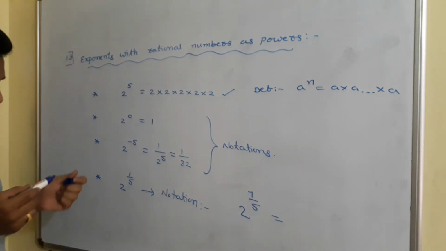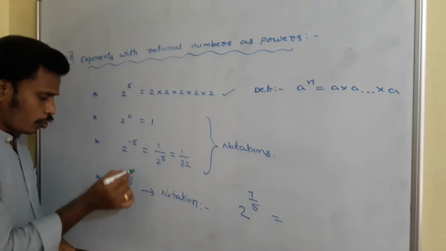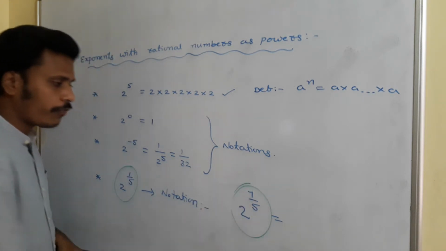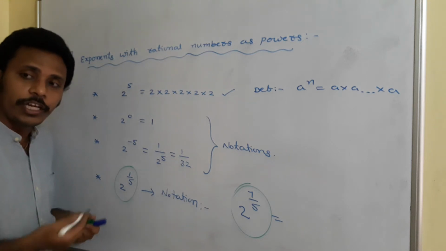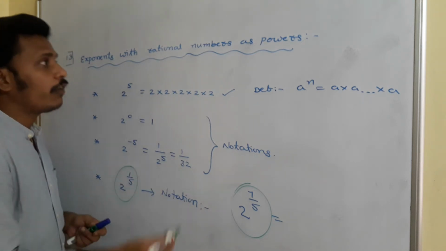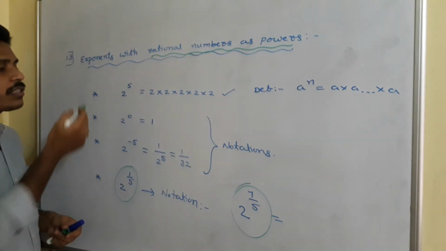All these things we are going to learn as the 13th point. 2 power 1 by 5, 2 power 7 by 5, all these things: how to represent them, how to calculate them, and where we need to use exponents with rational numbers as powers, we will discuss in this 13th point.